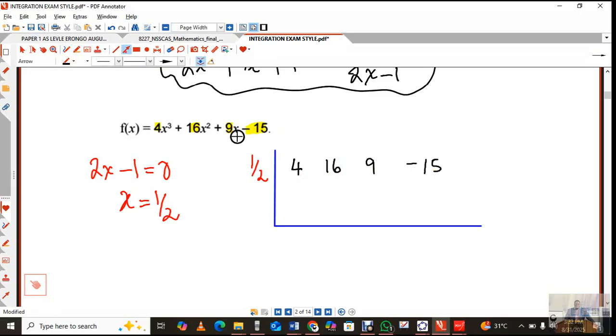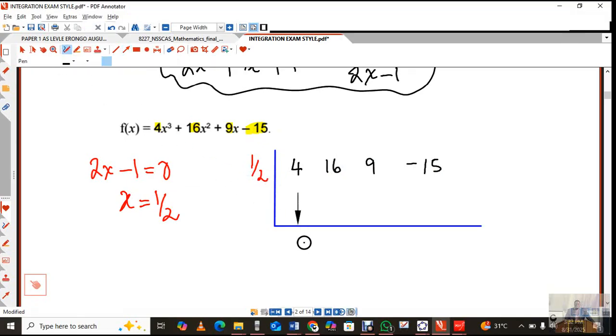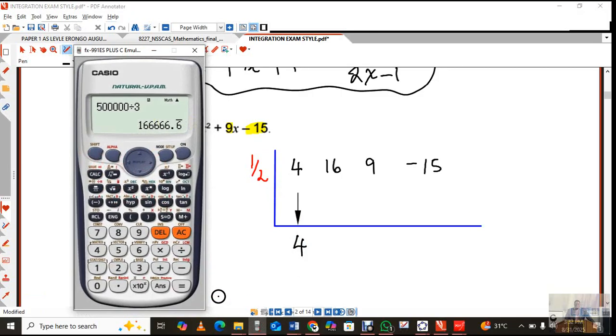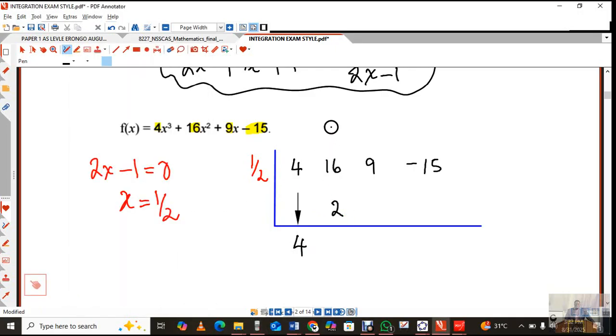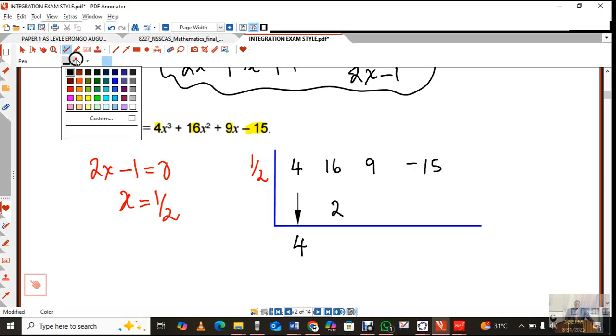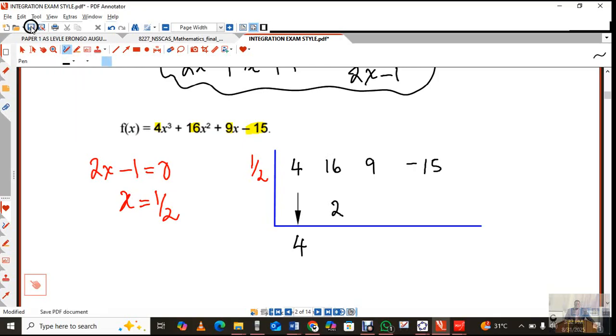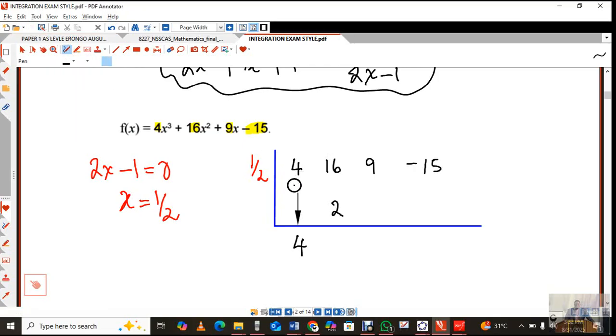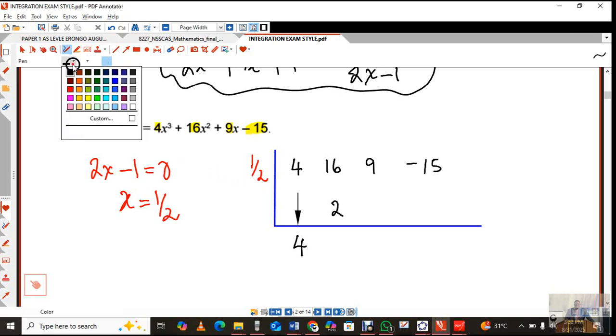So first thing we do, we bring this one down. Okay, that's the first thing you do. That is 4. And remember, we are going to multiply a half of 4. In fact, I don't have to. Half of 4 is just 2. And then once we are going this direction, let me just save the document, because I've seen something very awkward there. I'm just going to save the document every time.